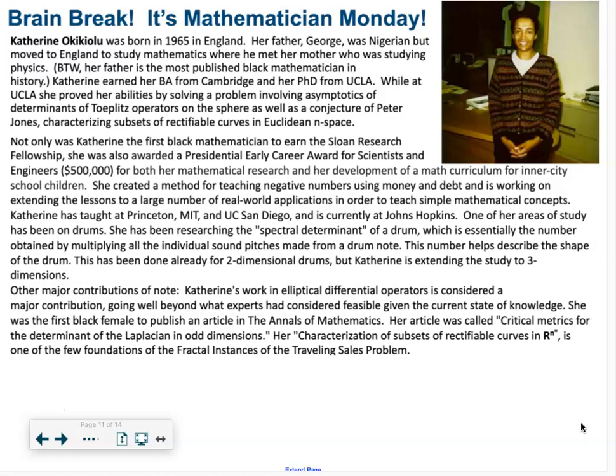She's been studying drums, has been researching the spectral determinant, which is the number obtained by multiplying all the individual sound pitches. It's been done for 2 dimensions. She is doing it for 3 dimensions. And one last thing, her work in elliptical differential operators is considered a major contribution going well beyond what experts had considered feasible in the current state of knowledge. She is also the first black female to publish an article in the Annals of Mathematics, and it was called Critical Metrics for the Determinant of the Laplacian in Odd Dimensions.